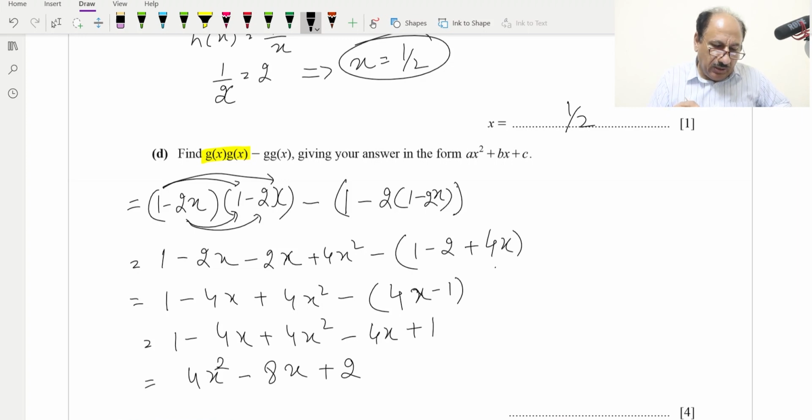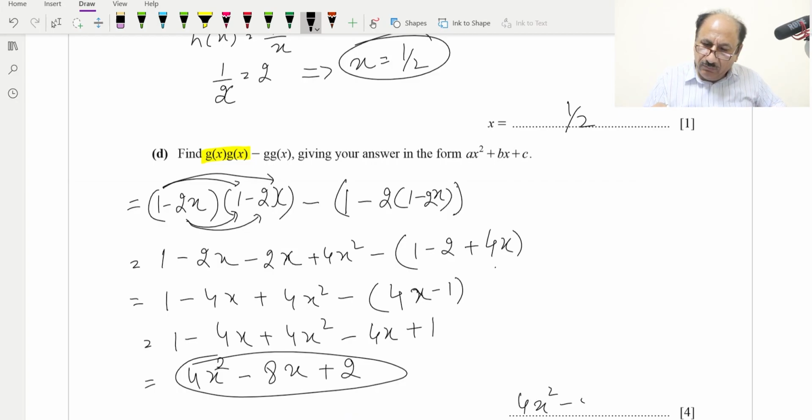So this will be our final answer which is required. We can copy over here, 4x squared minus 8x plus 2. This is basically a 4 marks part and a very important one.